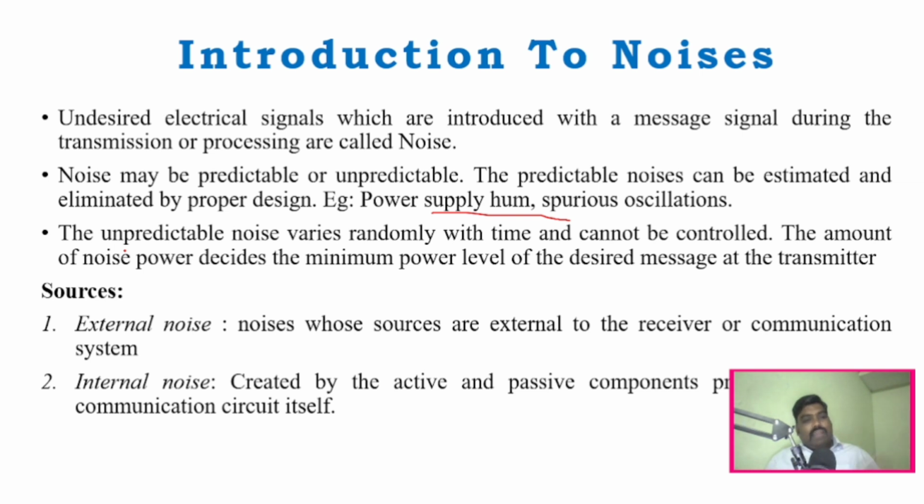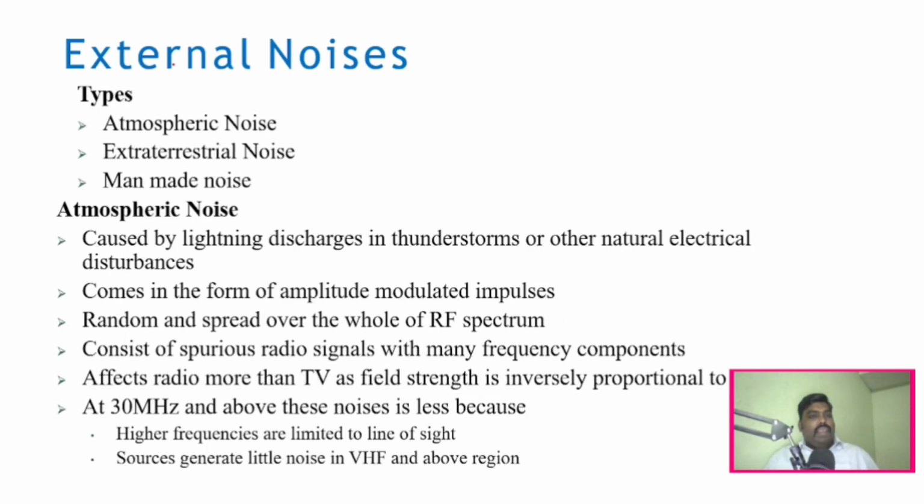There are two different noises, that is, we can classify it as external noise and internal noise. Noise which happens external to the receiver or the communication system is called external noise. Whereas noise that is created by the components inside the communication system itself, whether an active component or a passive component, is called internal noise. And external noise can be classified as atmospheric noise, extraterrestrial noise, and man-made noise. We have different properties for each of these noises.